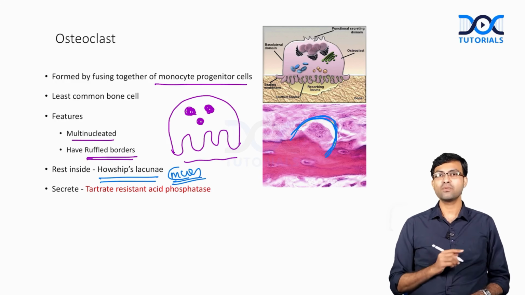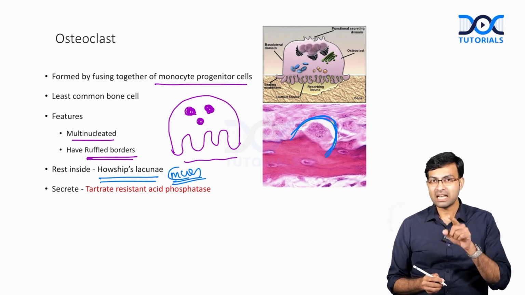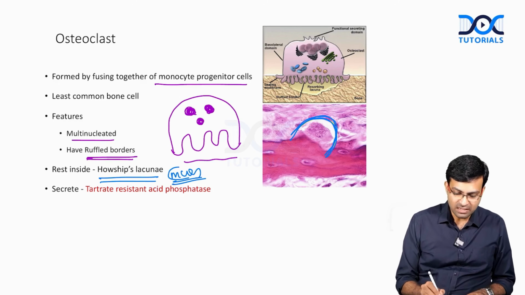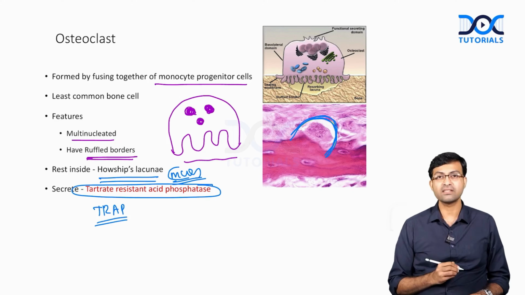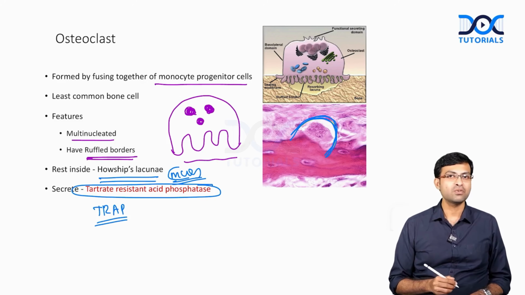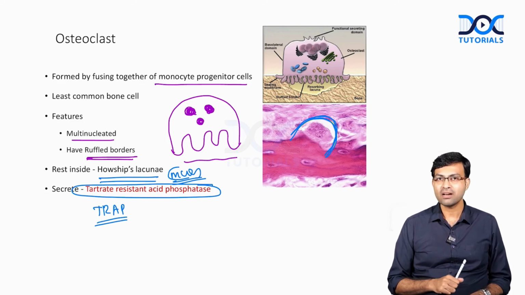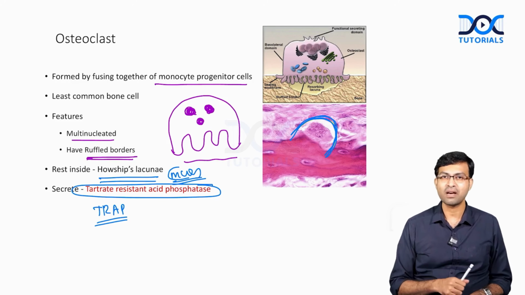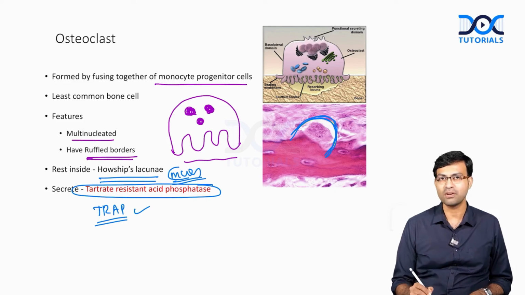And like osteoblasts, which produce alkaline phosphatase, osteoclast produces another enzyme which is called tartrate resistant acid phosphatase, or TRAP. Tartrate resistant acid phosphatase. So if you can use alkaline phosphatase as a marker for bone formation, you can definitely use TRAP as a marker for bone resorption, isn't it?